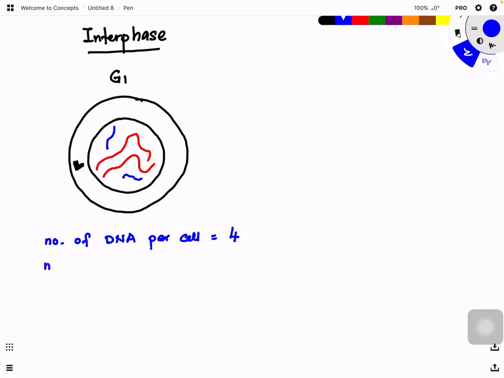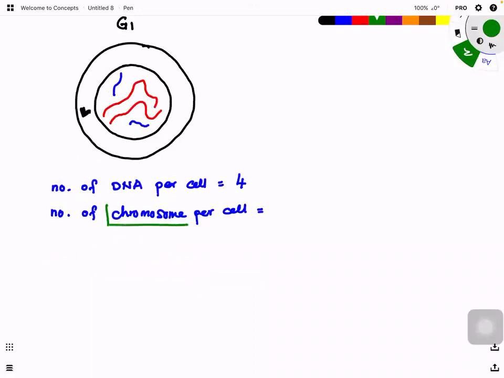Now, if I ask you the number of chromosomes per cell, this is the confusing part, because we know that during interphase we don't have chromosomes. What we have is chromatids. So actually, the word chromosome here refers to chromatid. Are you clear? So the chromatids also equal 4. You get what I mean here?